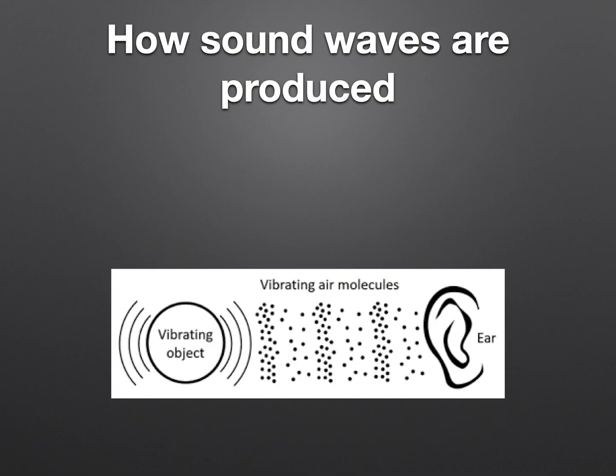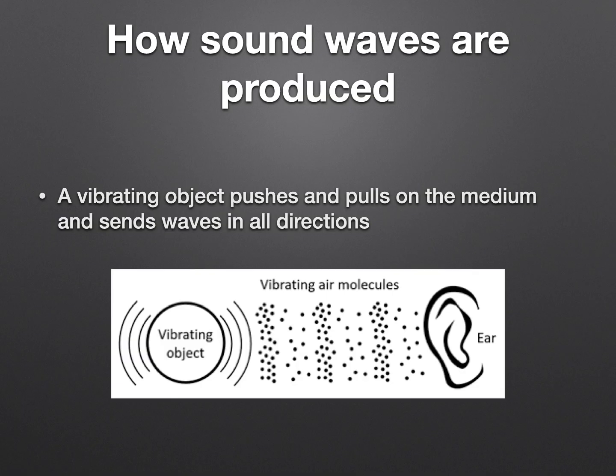Now, how are sound waves produced? Sound waves are produced, and the word produce means to make. A vibrating object pushes and pulls on the medium and sends waves in all directions. I have a picture here that shows it pretty well. There's the object that's vibrating. That could be anything from someone's voice to a musical instrument to a phone. And the atoms in the air are pushed and pulled as they get to your ear, and that's how you hear things that are making sounds.